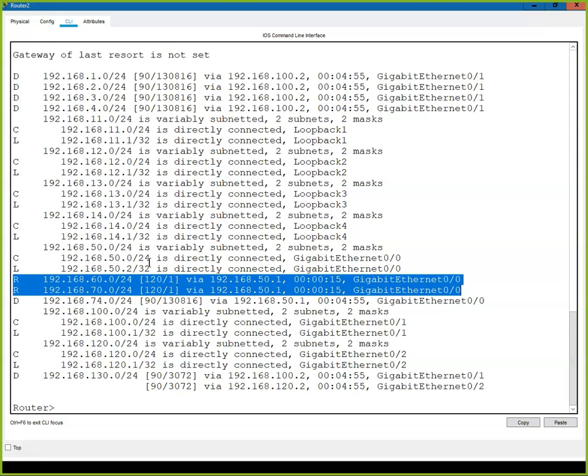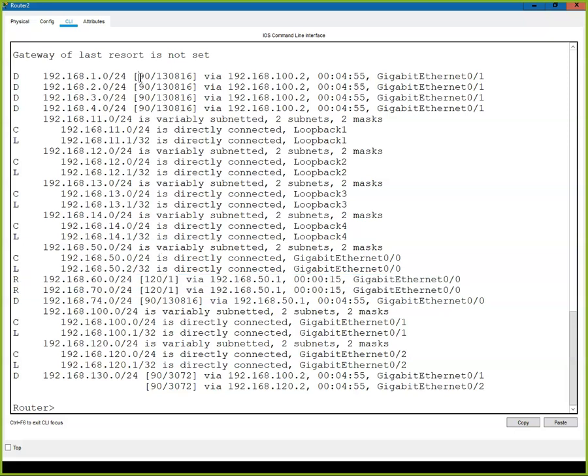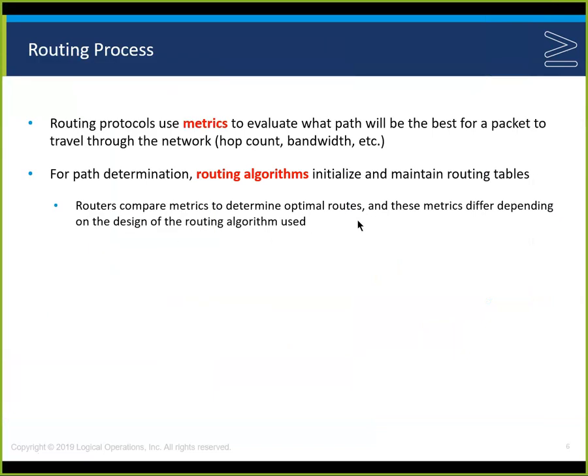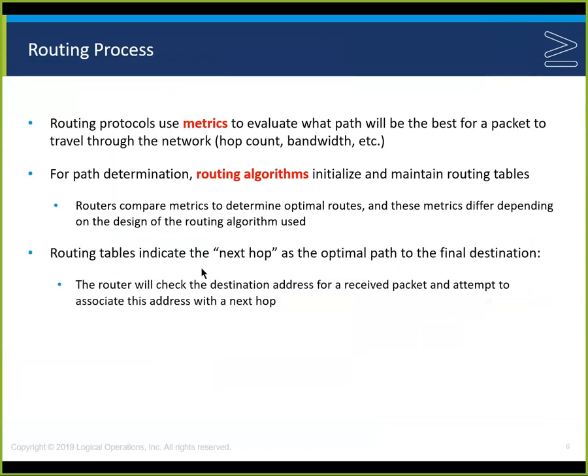The first thing we're going to look at is the administrative distance. If we have two routes to a location, two paths, two ways to get to a location, and we have two different routing protocols, it's only going to display in the route table the one with the lowest administrative distance, the one that is the most trusted. And that's what administrative distance is. How trustworthy is the protocol that we're using. Indicate the next hop as the optimal path to the final destination.